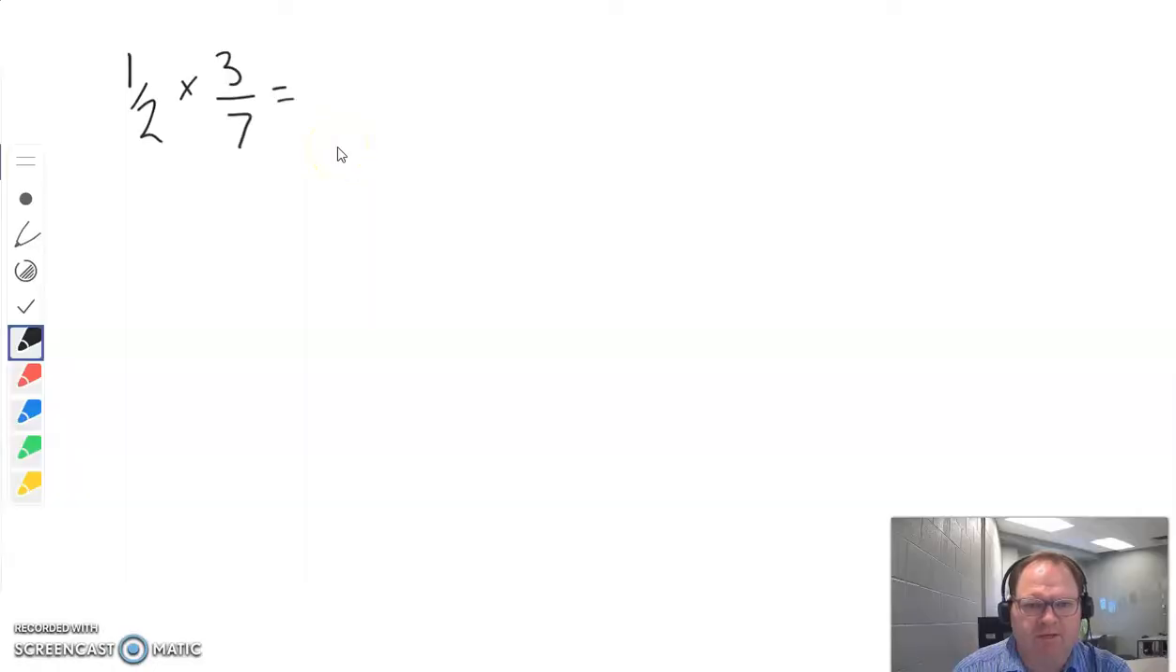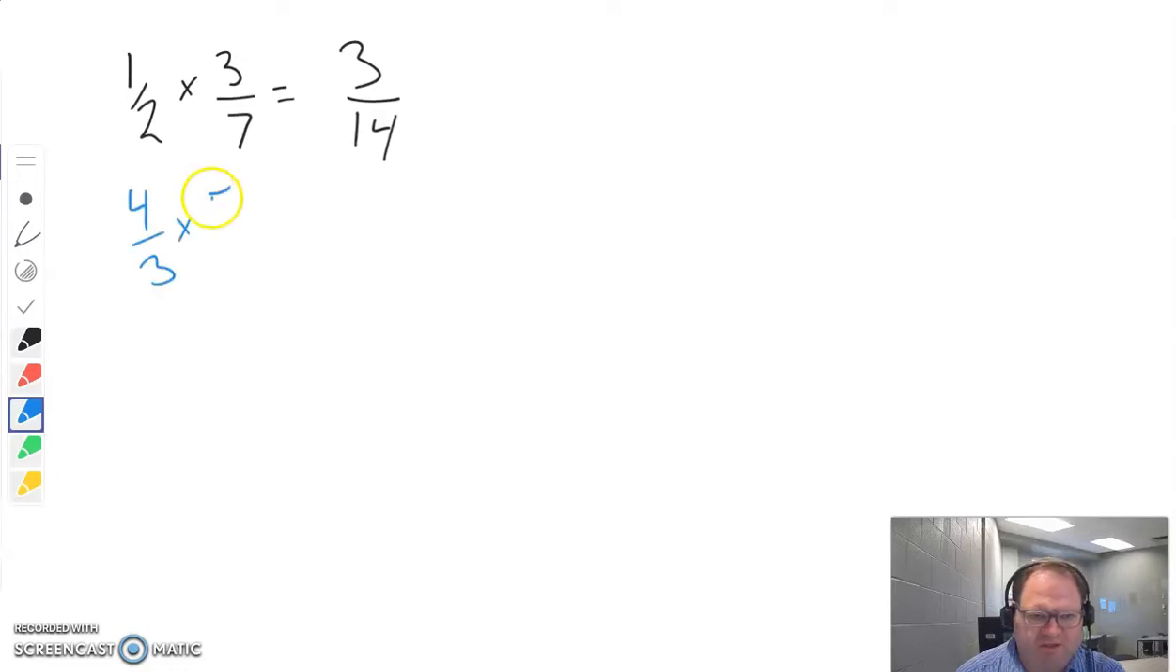When we looked at multiplication of fractions, it was simply top times top and bottom times bottom. So 1 times 3 is 3, and 2 times 7, which is the bottom, is 14. And remember, it doesn't matter if it's an improper fraction, such as 4/3 times 5/7, it's still done exactly the same way. In this case, our answer is 20/21.